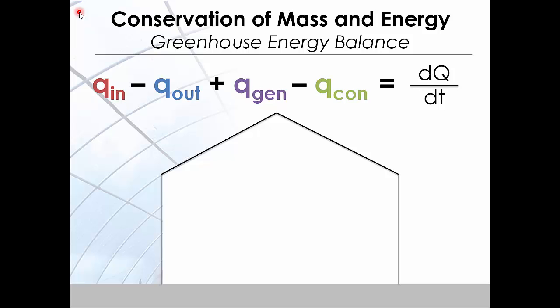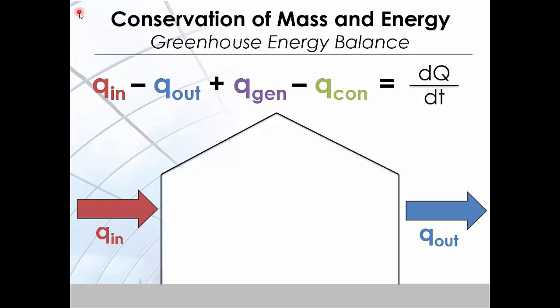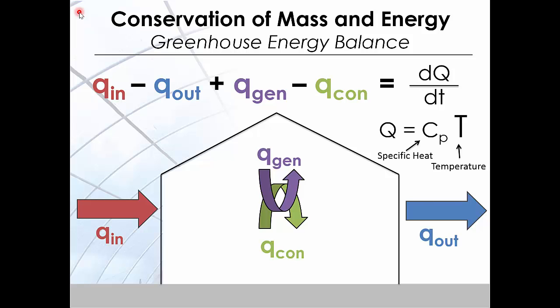Where the heat input, for instance, can come from air entering the system, the heat exiting the greenhouse can be a result of air leaving the greenhouse. For instance, the heat generation can be a result of a heater, and heat consumption can be a result of evaporative cooling.